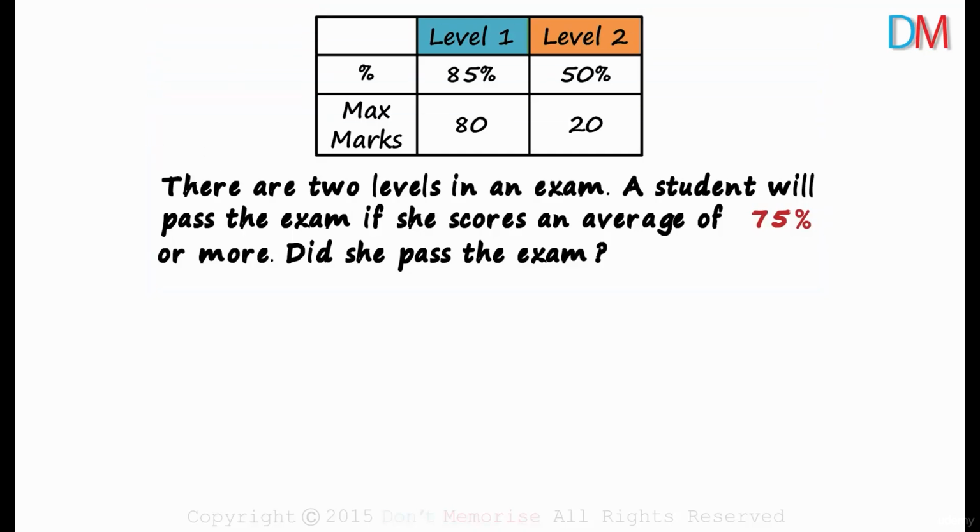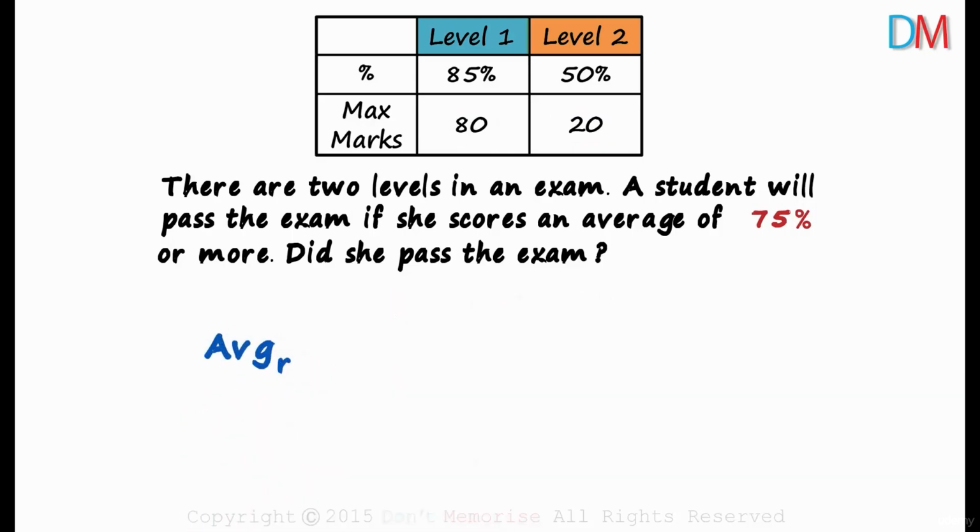We have been asked if she passed the exam or not. In the first level, she scored 85%, and in the second, she managed 50%. Maximum marks tell us that the first level was out of 80 marks and the second out of 20 marks. We need to find out her overall or resultant percentage. We need to find the resultant average percentage.